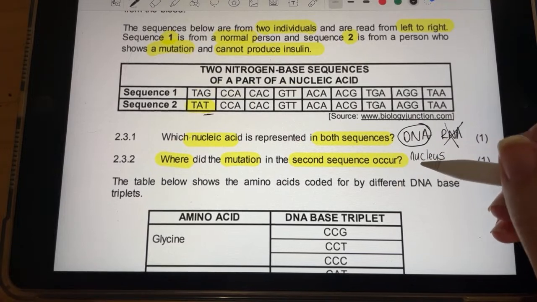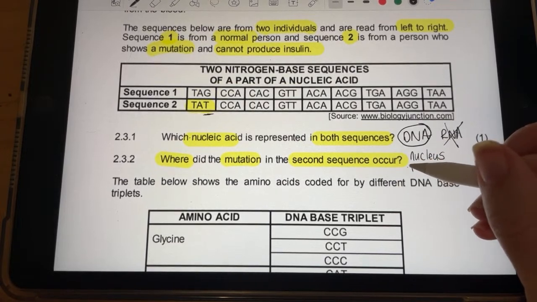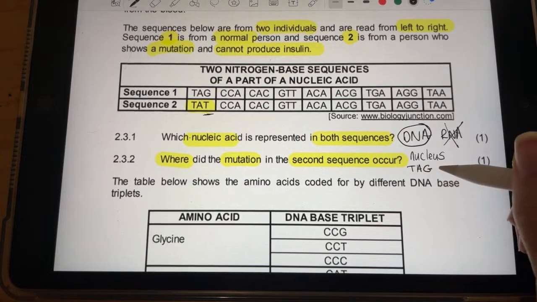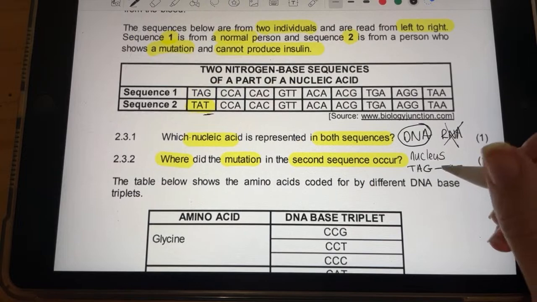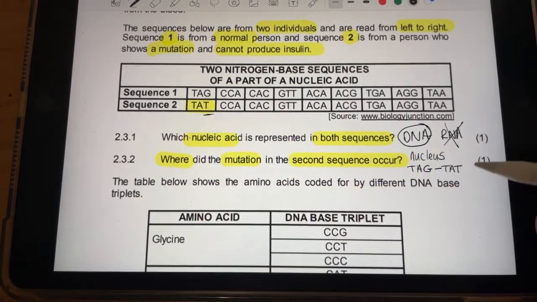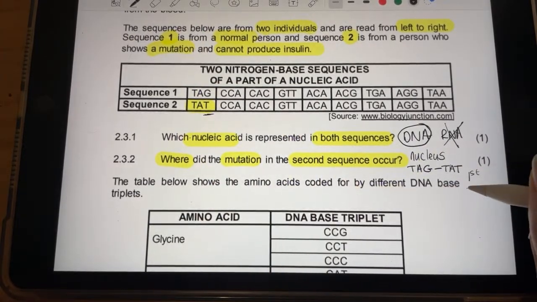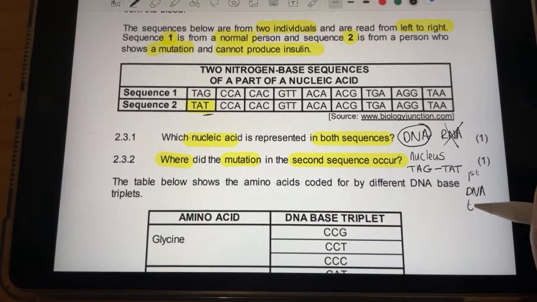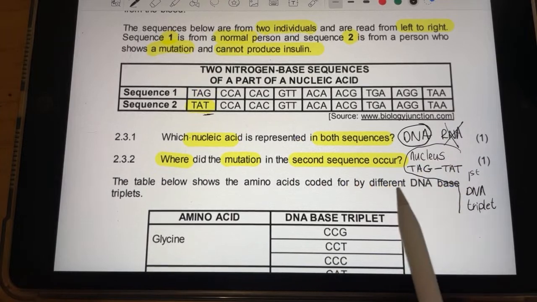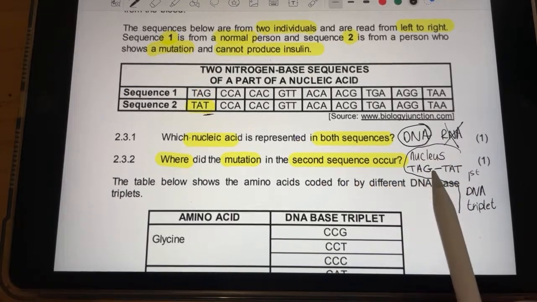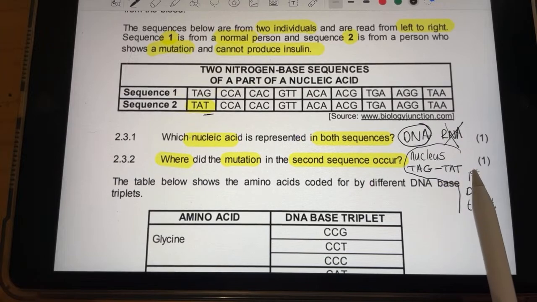and now you must acknowledge the mutation where TAG became TAT in the first DNA triplet. So that would be my full sentence. I would say the mutation occurred in the nucleus where the base triplet was TAG and is now TAT, changing the first DNA triplet.